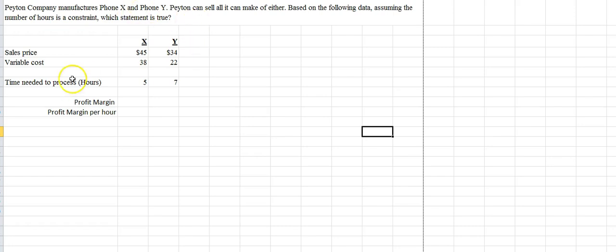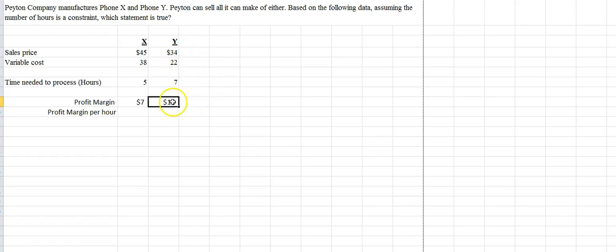Well, let's do an analysis. I could sell product X for $45, and it has a variable cost of 38, and I could sell product Y for $34, and it has a variable cost of 22. Product X takes me 5 hours to produce a unit, and product Y takes me 7, right? So first things first, let's look at the profit margin of product X. Product X has a profit margin of $7. Product Y has a profit margin of 12.